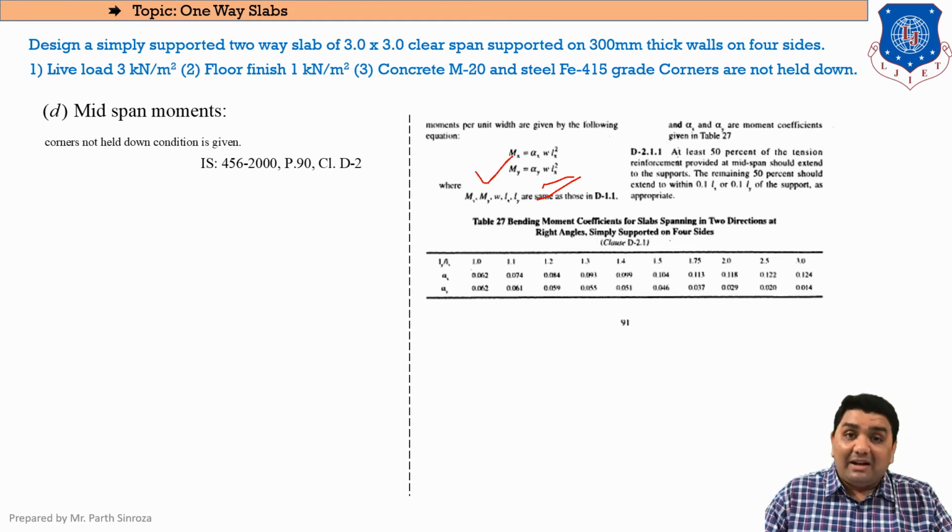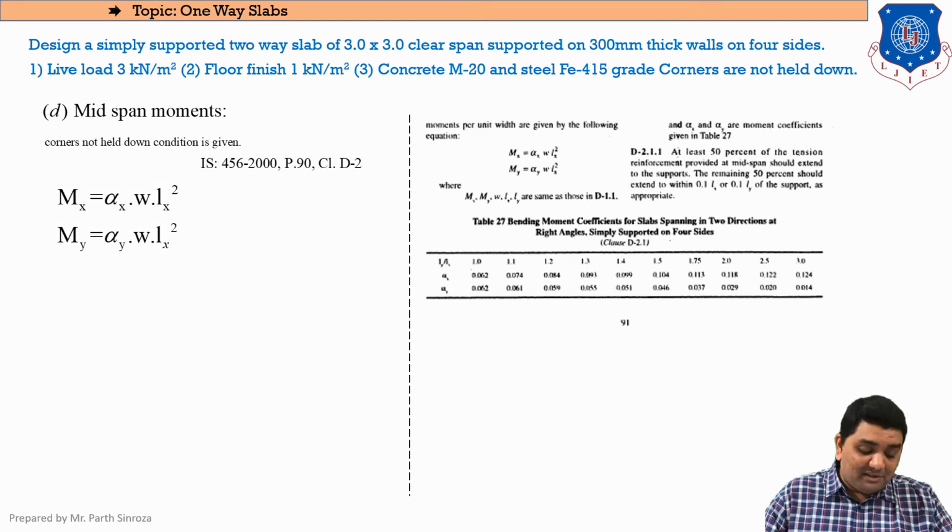So to resist the bending in y direction, also we will be using the length in x direction. So keep in mind, do not substitute the value to be of Ly square, it will always be of Lx square. Clear? So our two equations come out to be this, that is Mx equal to alpha x w Lx square and My equal to alpha y w Lx square.